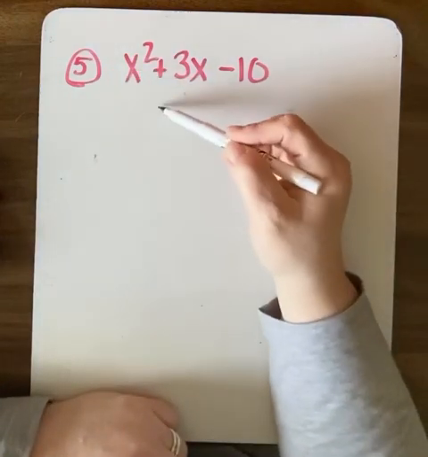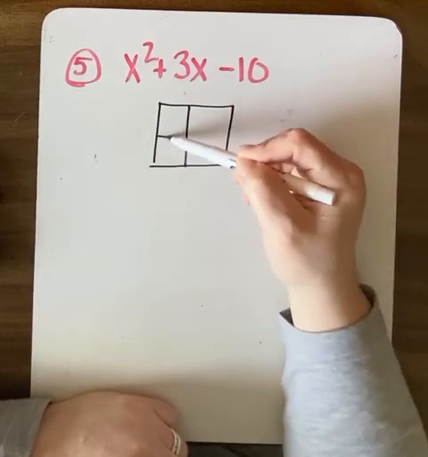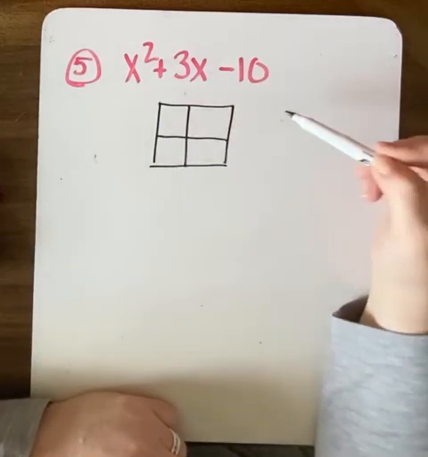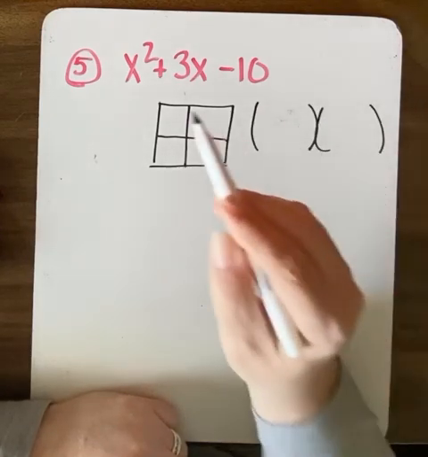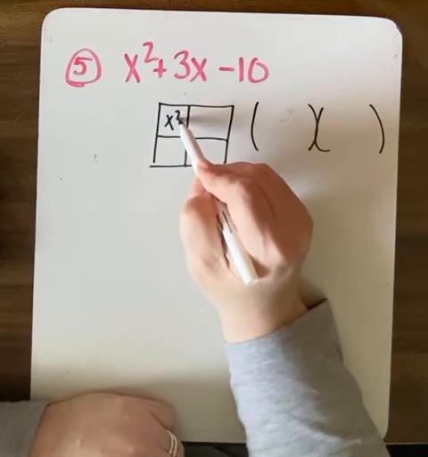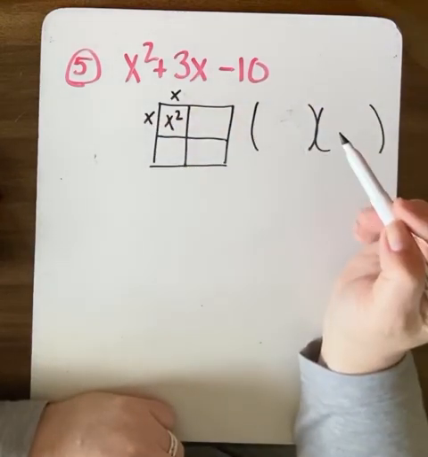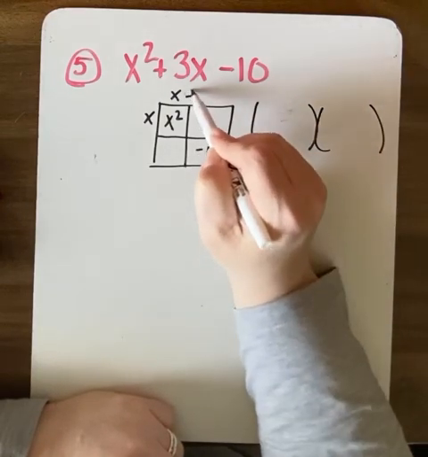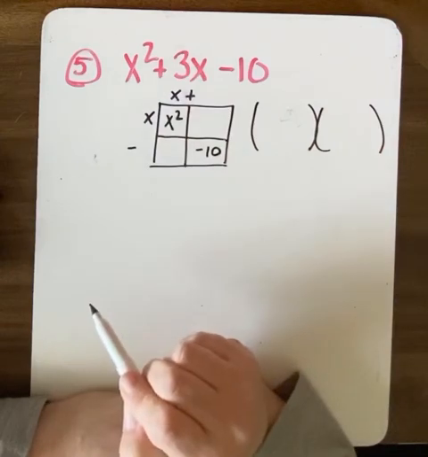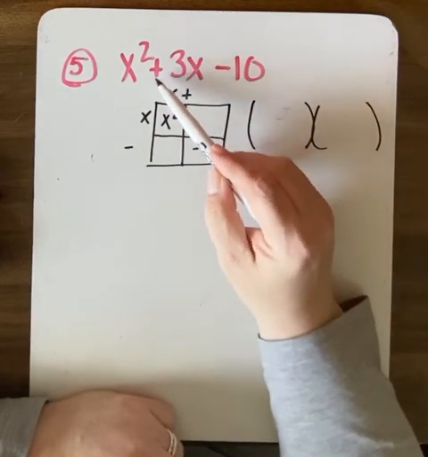This is in class where we talked about that. If you wanted to use this, I know some people are still using the box to help them, you can. If you're able to go straight to the parentheses, you can do that as well. Remember, the box just helps us visualize the problem: that x squared is x times x, that if we need to make a negative 10, we must have one plus and one minus, and we need to be able to make that middle term so that we have a 3.